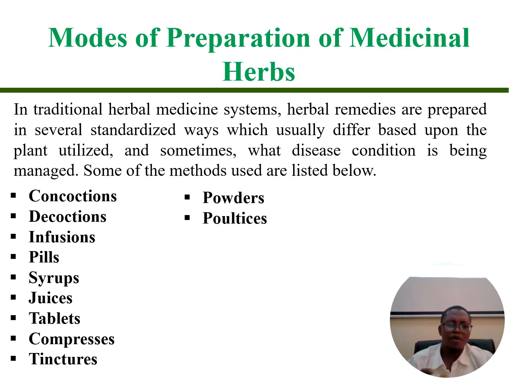So we have modes of preparation of herbal medicine. We have several. In traditional practice, herbal medicines are prepared in several standardized ways, which usually differ based upon the plant utilized and sometimes what disease condition is being managed. Some of the methods used are concoction, decoction, infusion, pills, syrups, juice, tablets, compresses, tinctures, powders, and poultices.